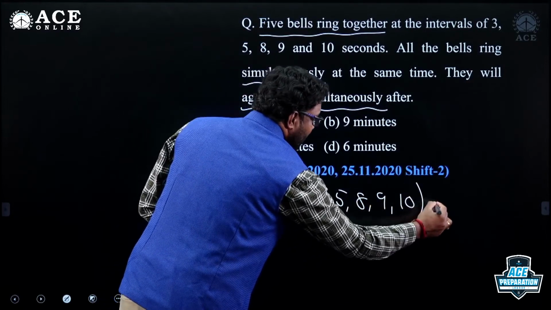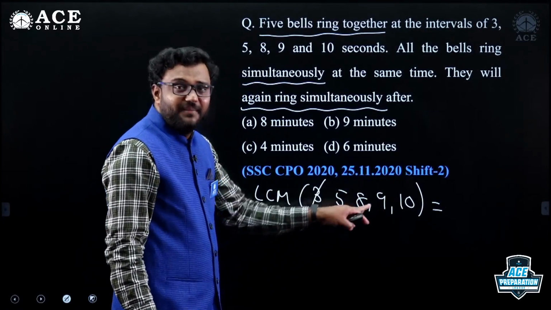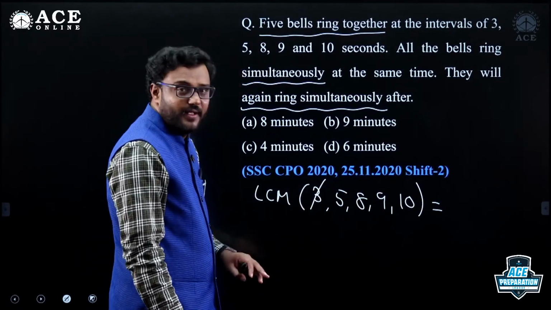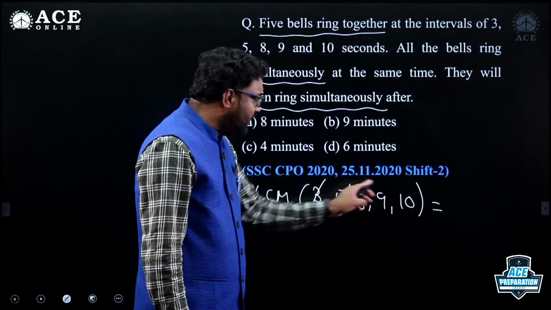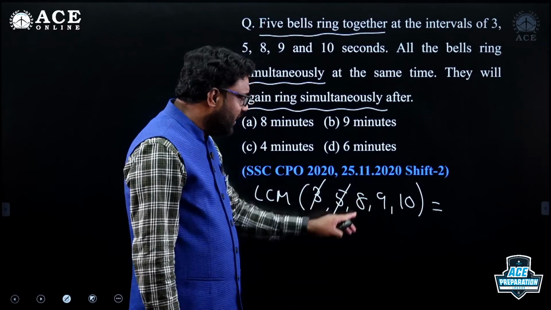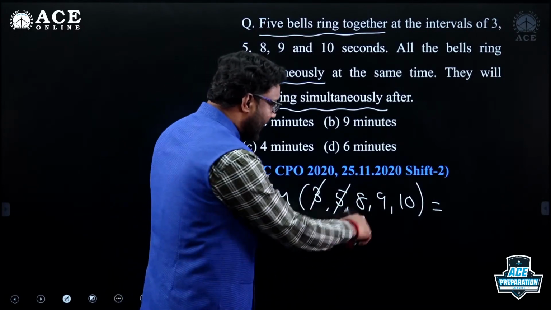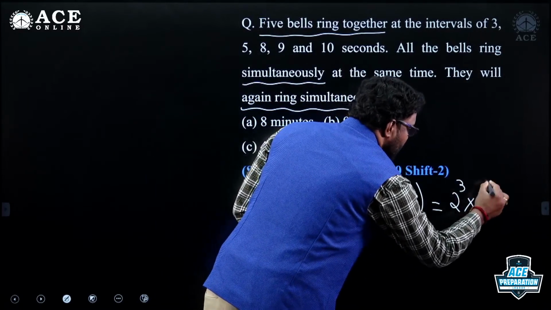If you recall, I mentioned when there is 9, no need of 3. 9 is a multiple of 3. When 10 is there, no need of 5. When 9 is there, don't consider 3. It's multiples, right? 8 is 2 cube. 9 is 3 square and you have 5. So we'll get 2 cube into 3 square into 5.